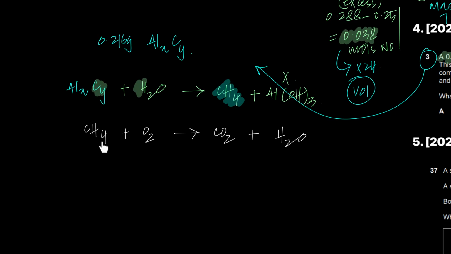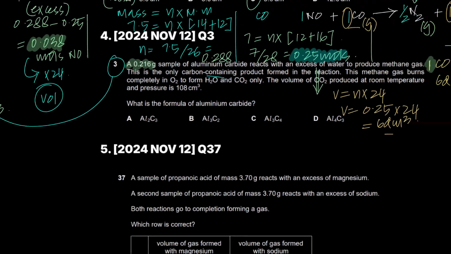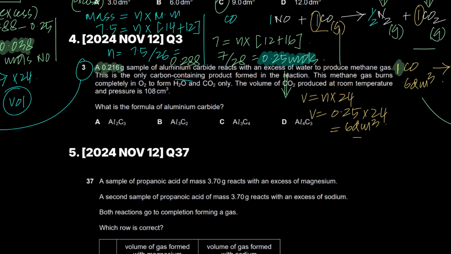Absolutely I can. So you have 4 hydrogens on the right and 2 on the left, so I'm going to add a 2 here to make this 4. How many oxygens do you have? 2 plus 2, 4 oxygens on the right, and I only have 2 on the left. So what should I multiply 2 with to get 4? X is equal to 4 over 2. That's 2, right? So 2 oxygens. Done. Now he's saying that the volume of carbon dioxide produced at room temperature and pressure is 108 centimeter cube.